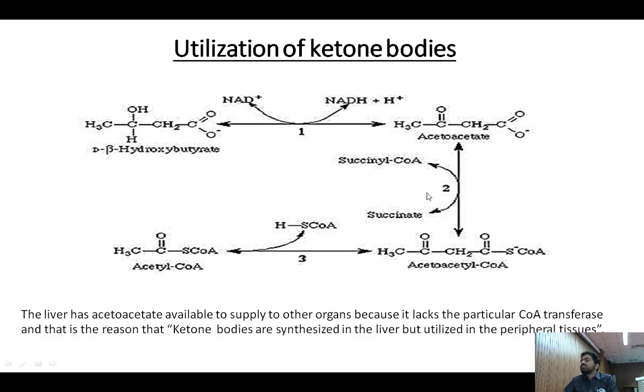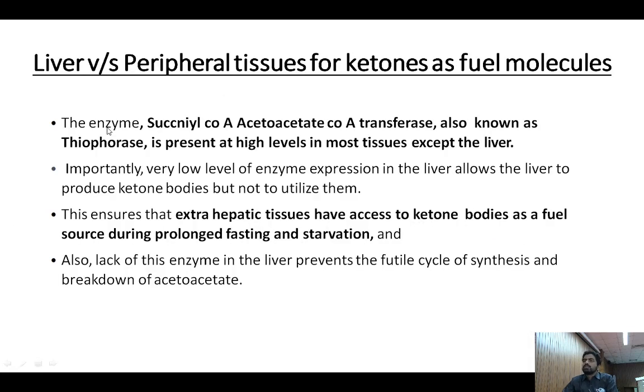So the thiophorase enzyme is absent in liver, and that is the reason that ketone bodies are synthesized in liver but utilized in peripheral tissue. So just know, because of the absence of thiophorase enzyme, ketone bodies cannot be utilized in liver. The enzyme thiophorase is present at high levels in most tissues except liver. Importantly, and this is good actually, very low level of enzyme expression in liver allows the liver to produce ketone bodies but not utilize them, right? Because ketone body production is required.